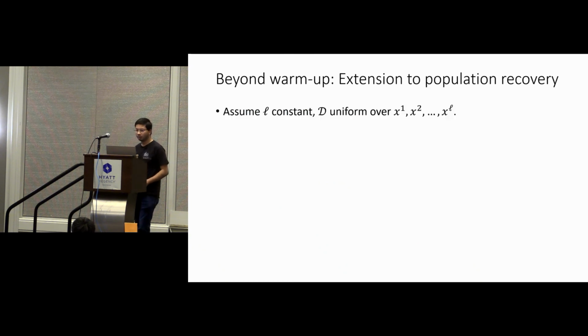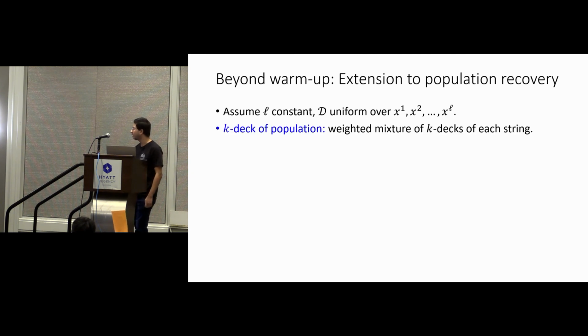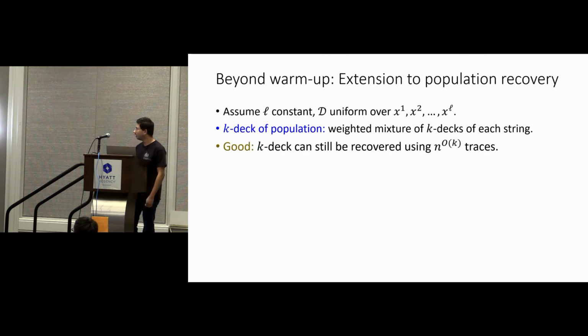Okay, so now we are done with the warm-up. I will quickly describe the extensions that we do without going into details. So assume that L, the number of strings, is constant, and D is just the uniform distribution. It turns out that we can define the k-deck of a population easily by saying that it's the weighted mixture of the k-decks of each string. So that's fine. The good news is that this k-deck can still be reconstructed using n to the k traces from the mixture distribution.